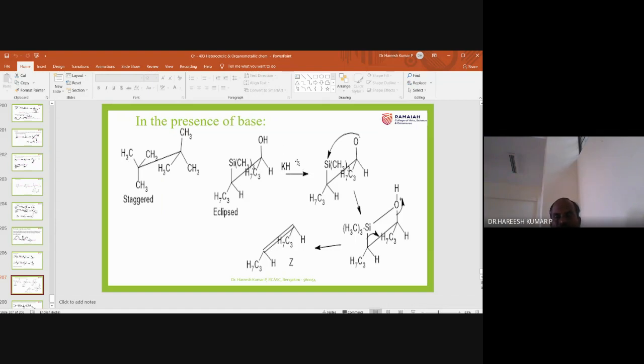This eclipsed form, I am taking in the presence of base. In the presence of base, what will happen? There will be an anion formation. How is the anion formed? O minus is forming. How is the O minus forming? K plus is potassium hydride, H minus is available. H minus picks up this proton, going out as H2 gas. Then there will be a new bond formation between the oxygen and the potassium.